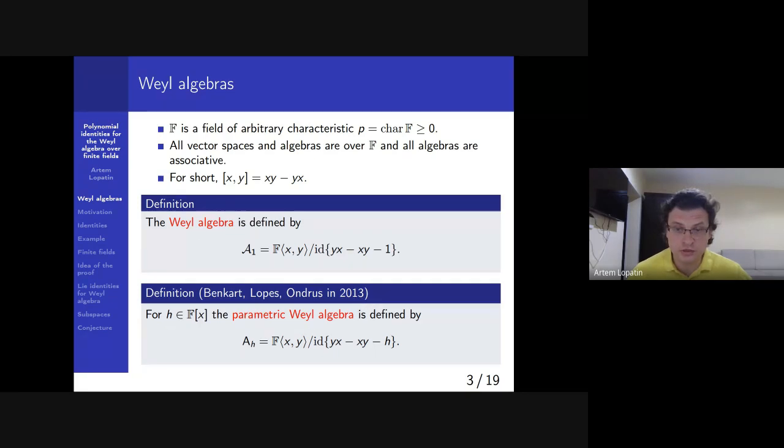So the definition is the following one. Instead of this relation, we can consider some polynomial h in the variable x. We just make this substitution and we obtain a new definition. We obtain the parametric Weyl algebra. This parametric Weyl algebra has a lot of common properties with the Weyl algebra, and actually it can be considered as a subalgebra of the Weyl algebra. That is why it's called the parametric Weyl algebra.